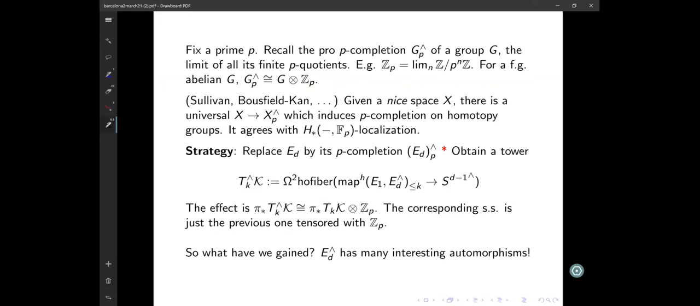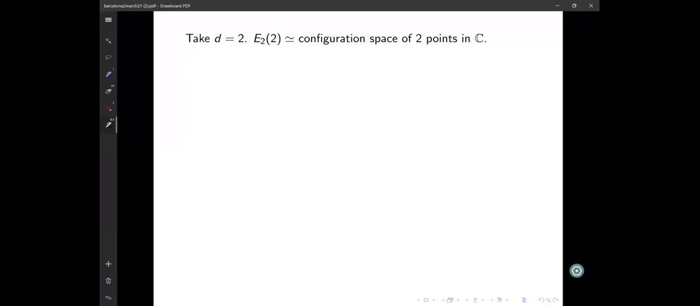in a second. So let me try to maybe very briefly explain to you where all of these automorphisms come from. So, and let me take the case d equals two. So we're looking at the little two disks operad. And I'm looking in arity two of this two disk operad, and the space, it's just the configuration space of two points in C, right? Or R2.